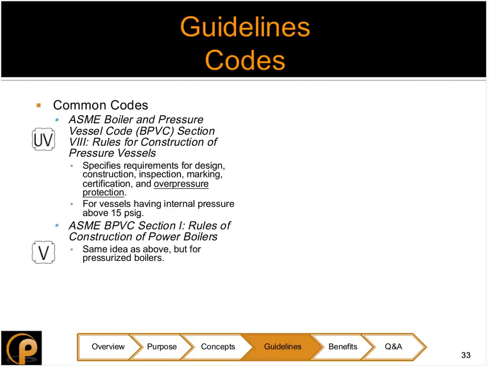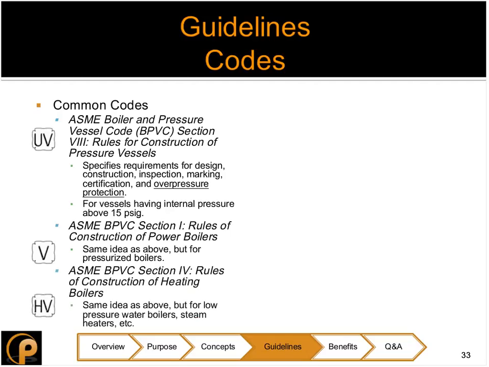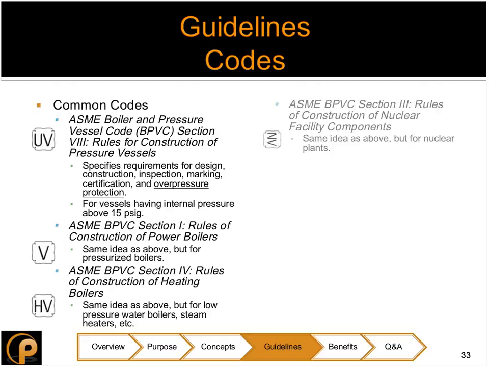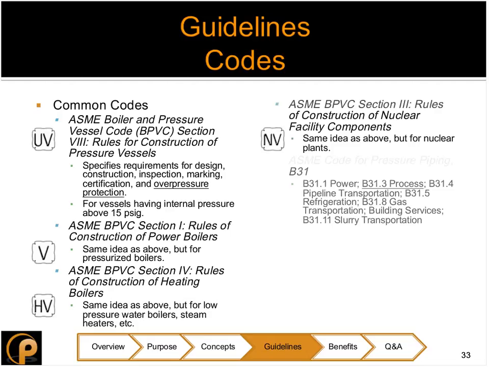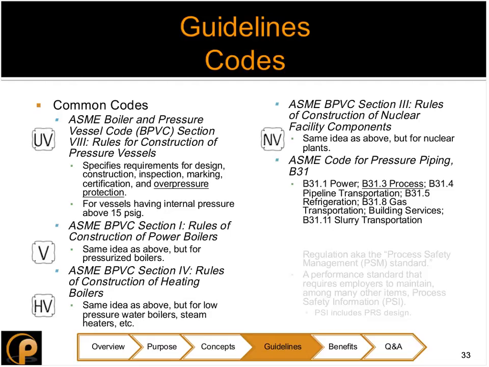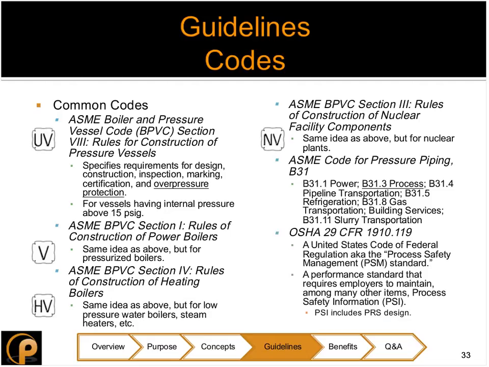Here's some other common codes we might see. ASME Section 1, ASME Section 4, ASME Section 3, ASME Code for Pressure Piping B31, and then we get into another type of code. So aside from ASME's design codes, we have codes like OSHA 29, Code of Federal Regulation 1910.119. It isn't a design code like the ASME codes, and many people call it the Process Safety Management Standard, but it is a code.